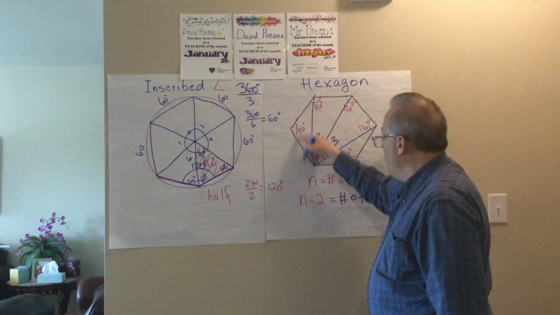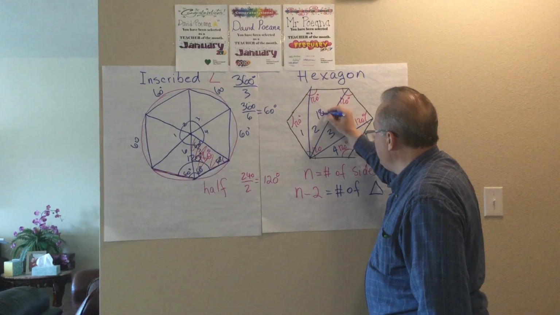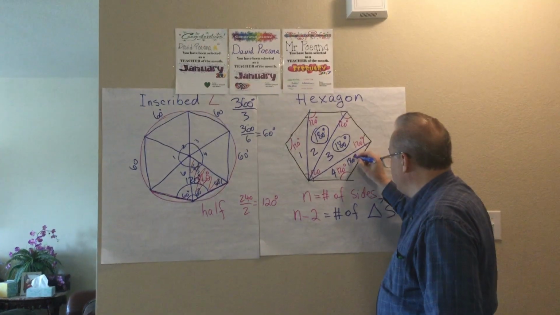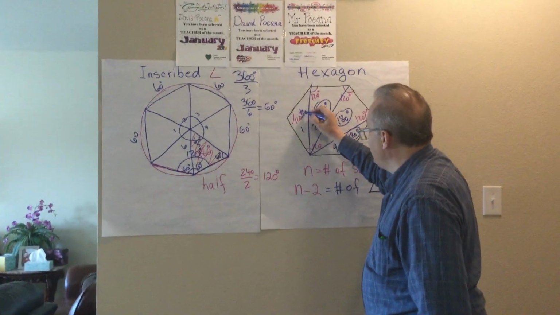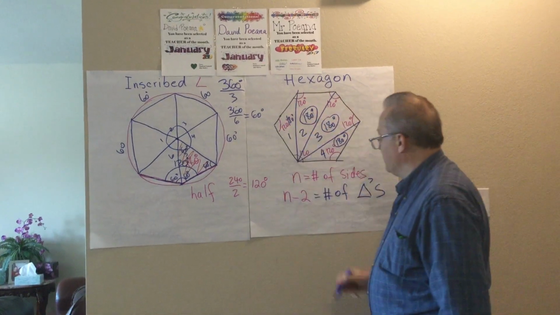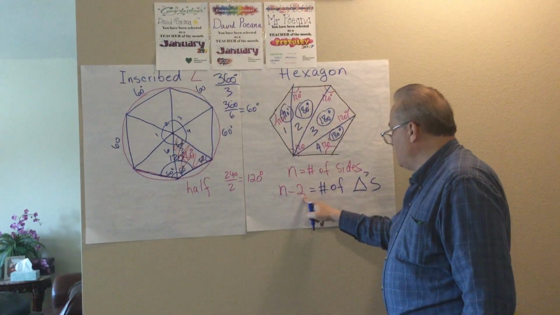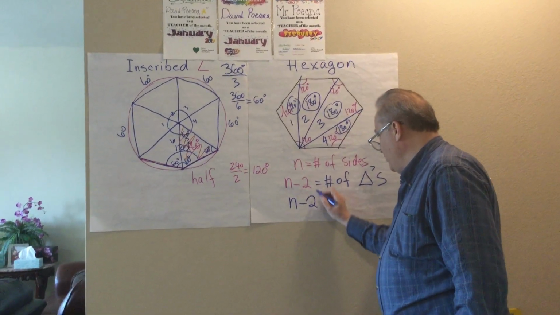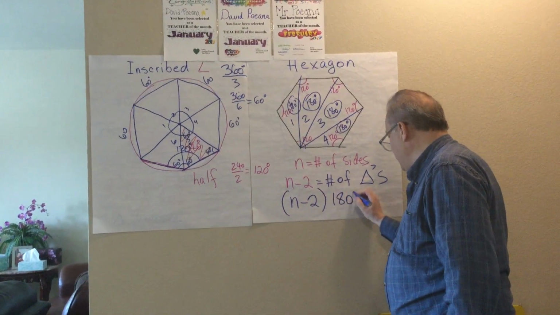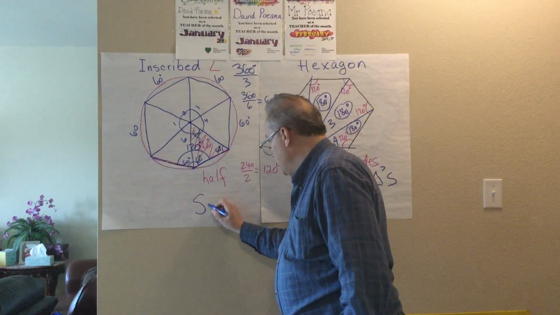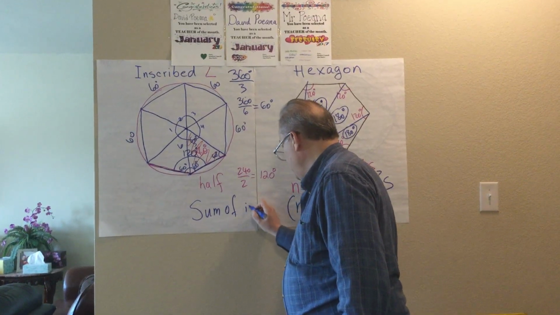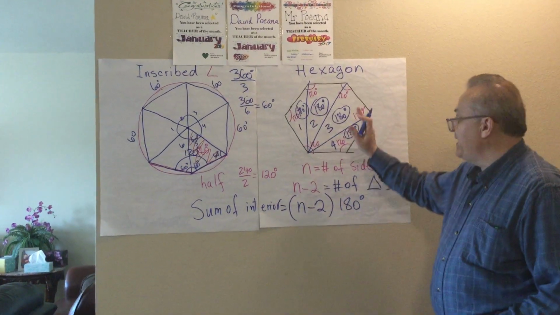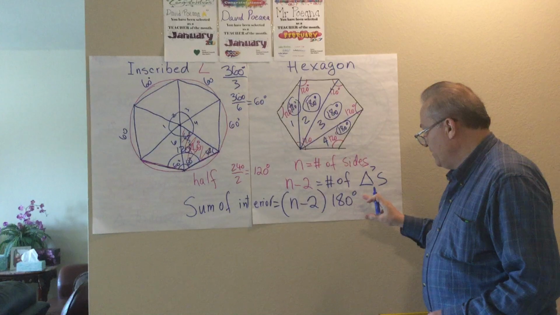And because one triangle is 180 degrees, this is 180 degrees, this is 180 degrees altogether. This is 180 degrees. This angle, this angle, this angle. I do n minus 2, which is 1, 2, 3, 4. N minus 2 times 180 degrees. Therefore, the sum of interior angles inside a polygon is n minus 2 times 180.